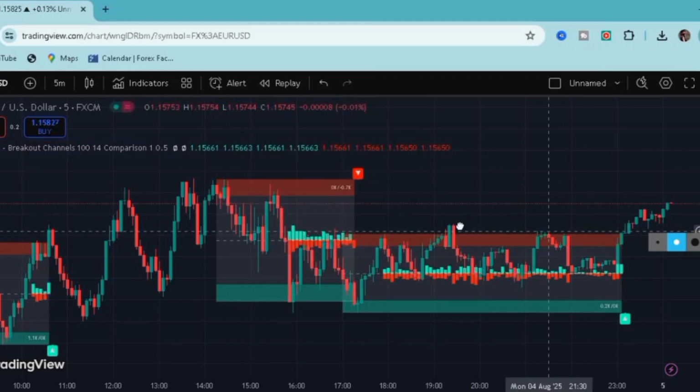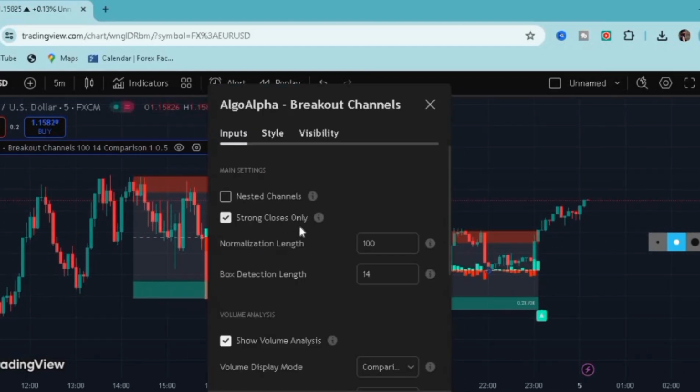And as you can see, guys, because strong closes only is activated, you can see once the price leaves this channel, it is a great push to the upside. You can basically witness this right on our live market right here.